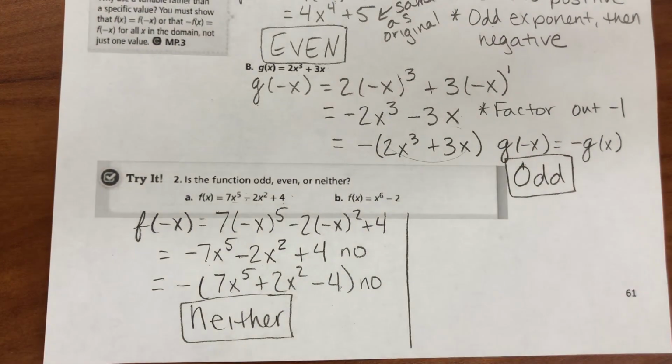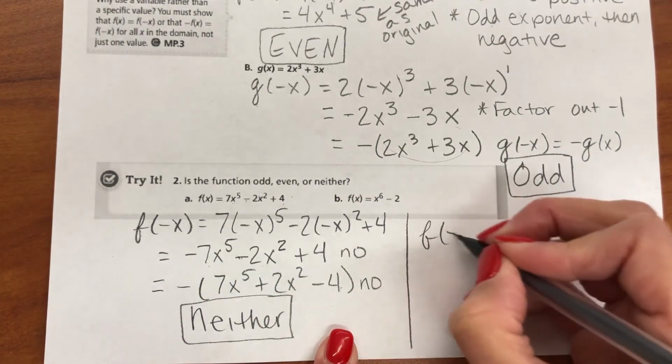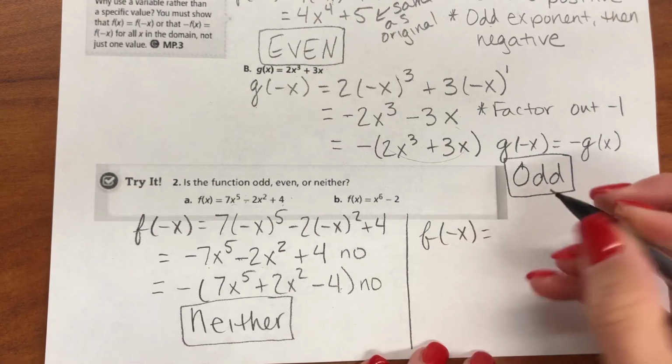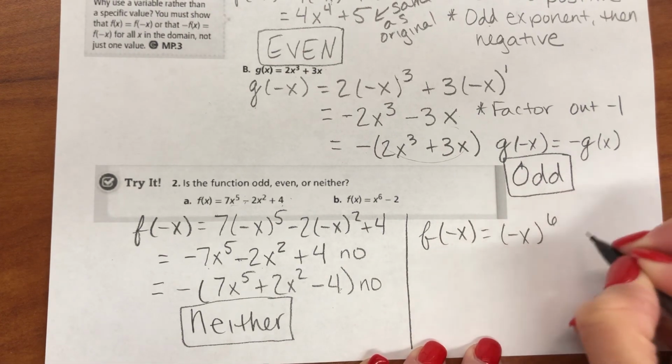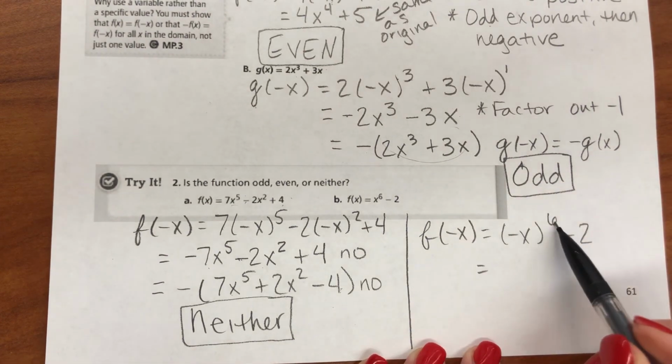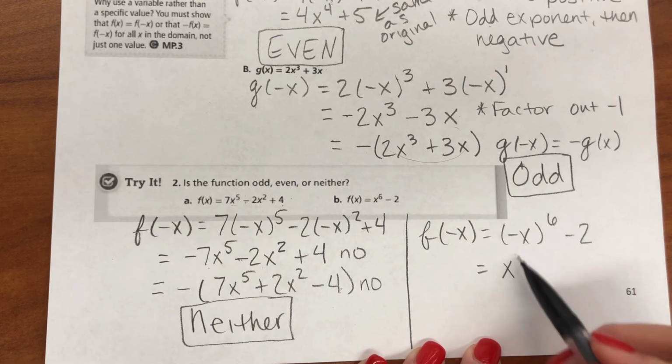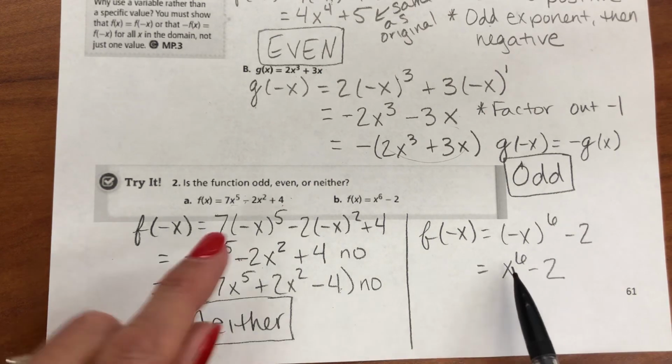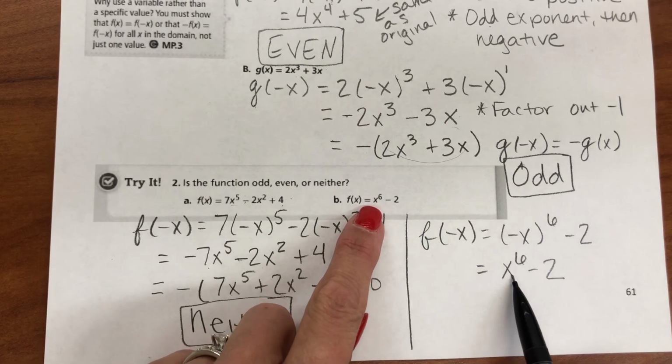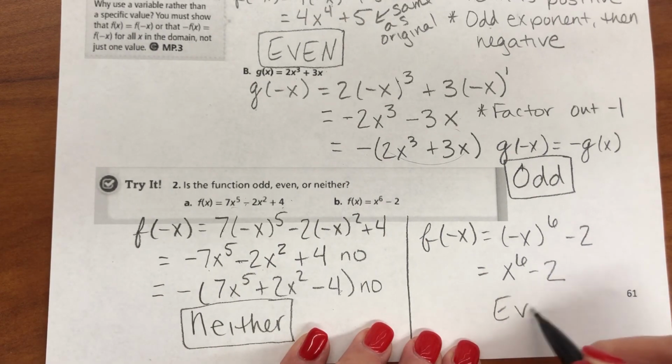All right, let's look at B. First you're going to replace x with -x. Even exponent, so this becomes positive. Check, is this the same as this? Yes, so that is even.